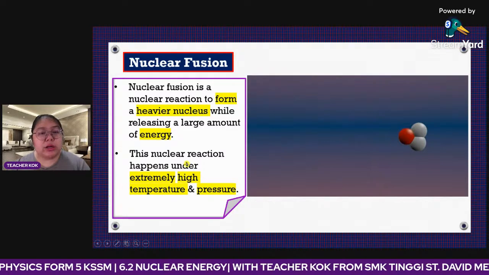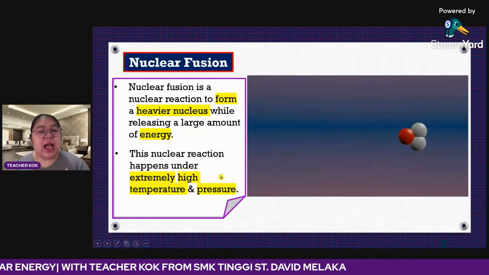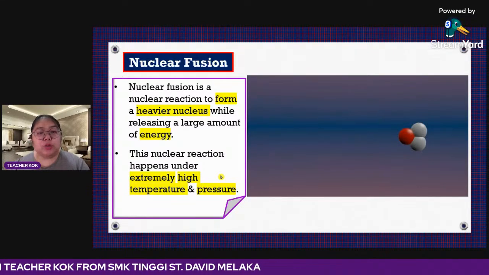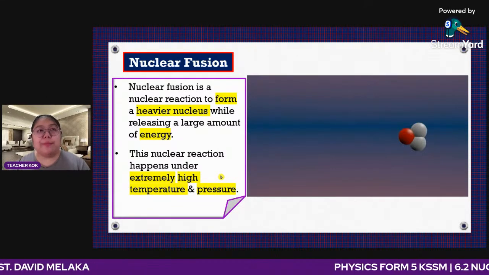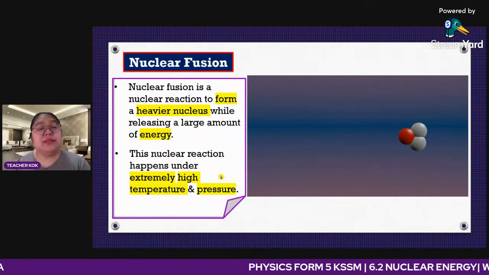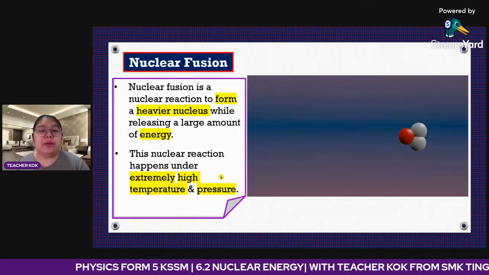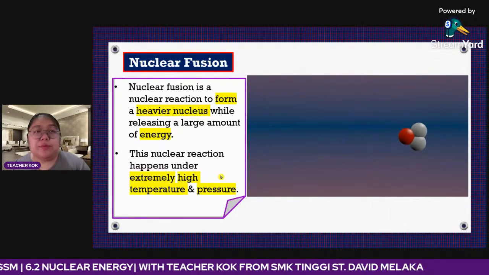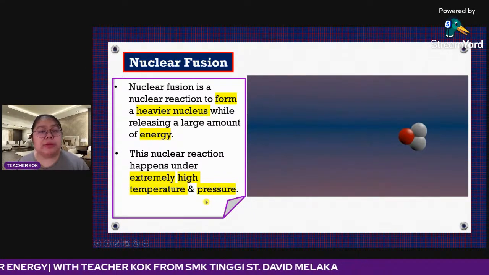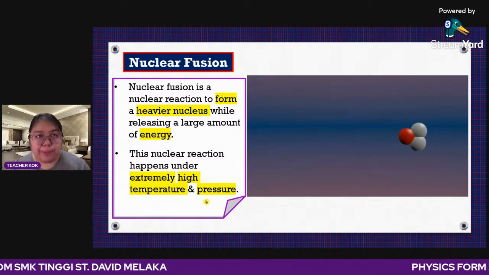This nuclear reaction happens under extremely high temperature. If you want it to happen, it must be under high temperature, for example the temperature of the Sun. The Sun is very hot, so it needs to happen in the solar system. It must also be under high pressure, then nuclear fusion can happen.